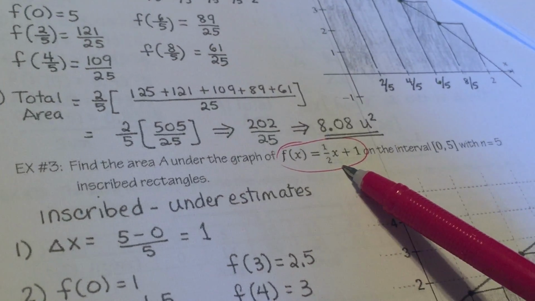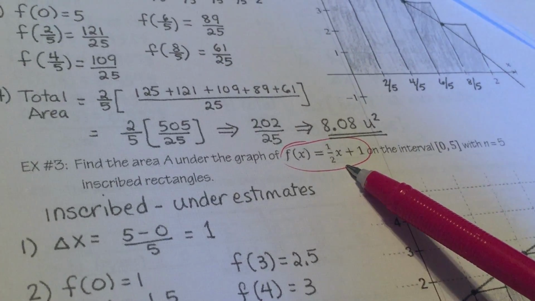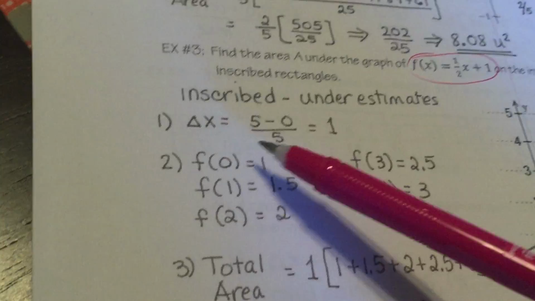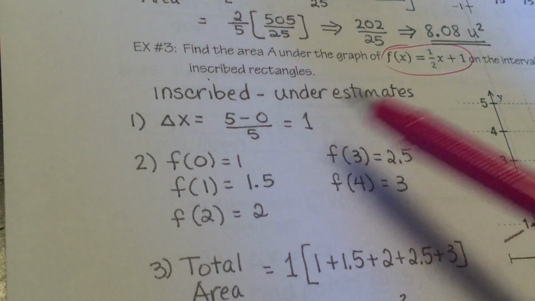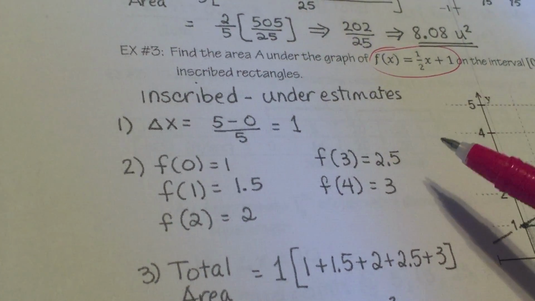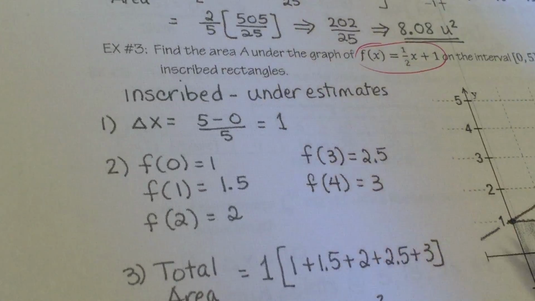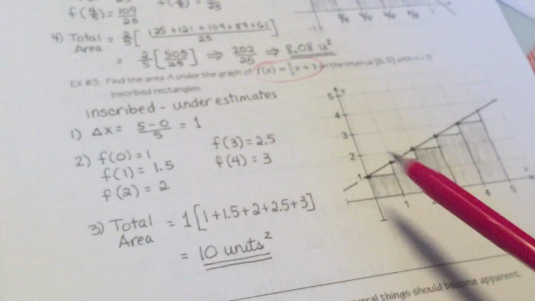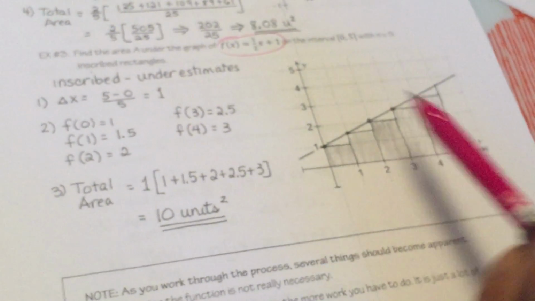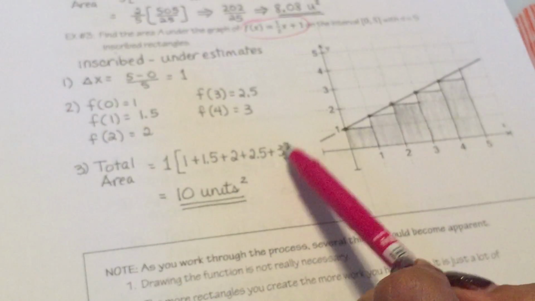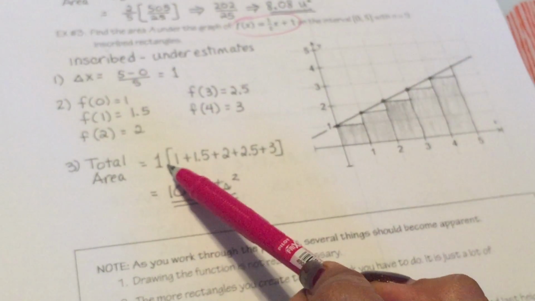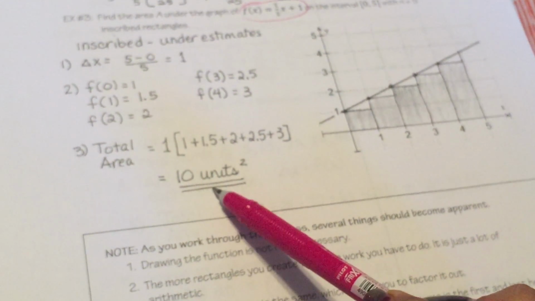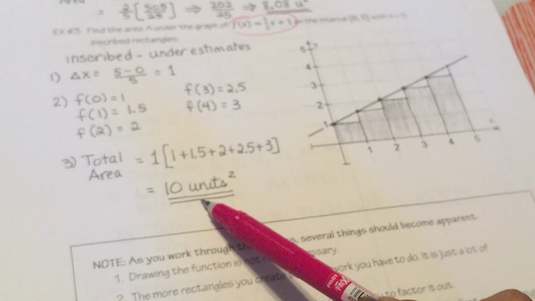and of course here again we're given a function. Plug in your intervals into the function to find your heights. So f of 0 is 1, f of 1 is 1.5, and so on and so forth. Find the total area, you add up the area of the rectangles. Each had a base of 1, so 1 on the outside, the heights of each one on the inside. Add up the inside, multiply by the outside, so our total area here is 10 units squared.